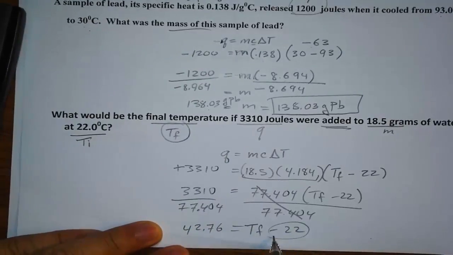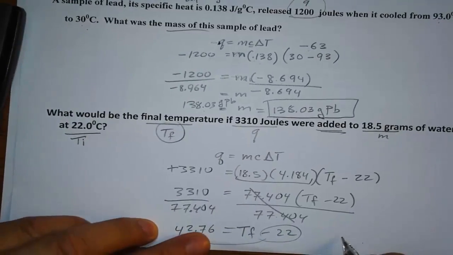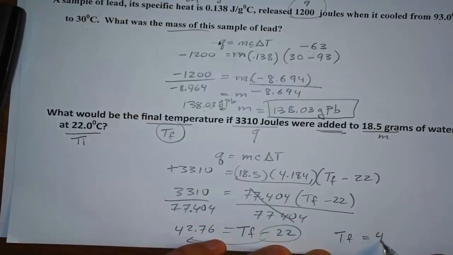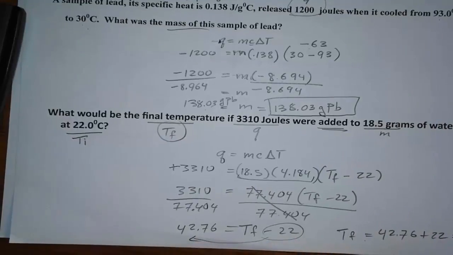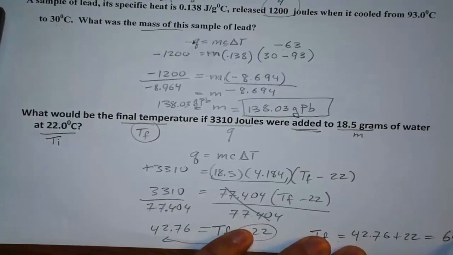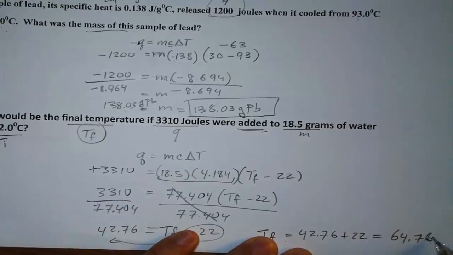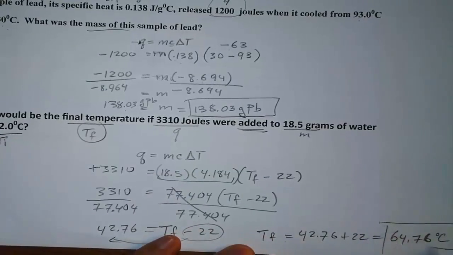Well, this is easy. You just need to bring this over here, right? So your Tf is going to equal what? Well, 42.76 add 22 gives us 64.76 degrees Celsius, and that would be your T final.